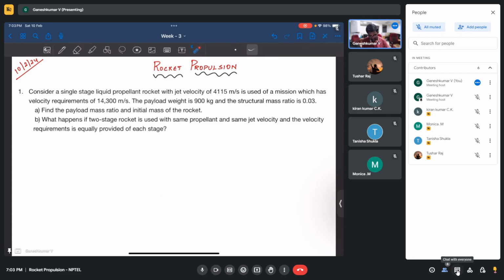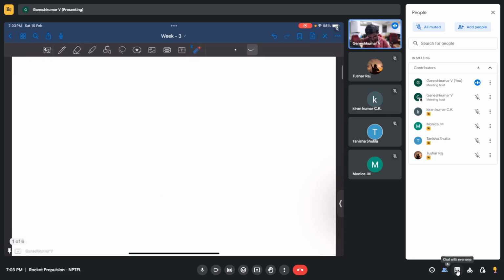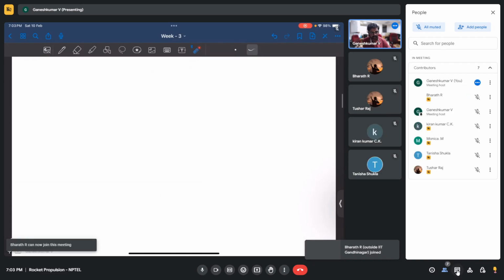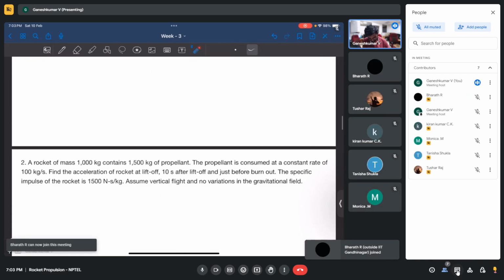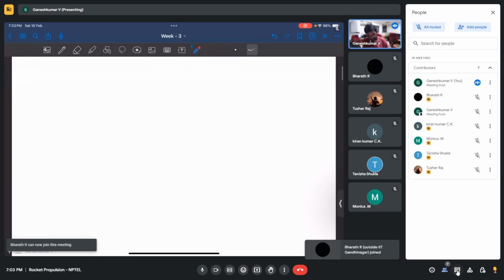Okay. So having said that, I have two questions today. One is about a single stage and two stage rocket, and another one is about calculating acceleration. Okay, so we'll go through that.